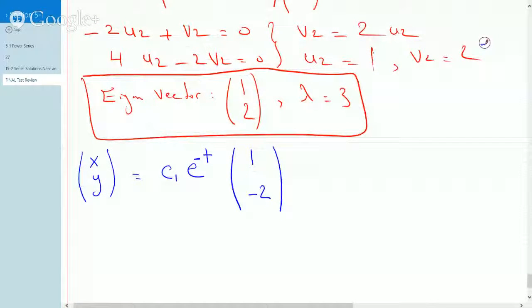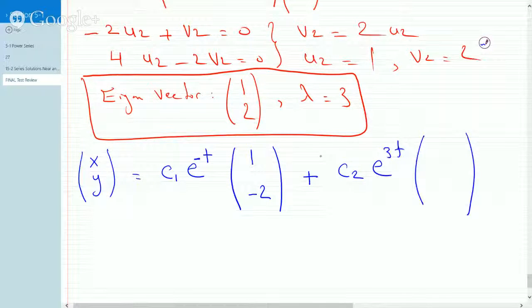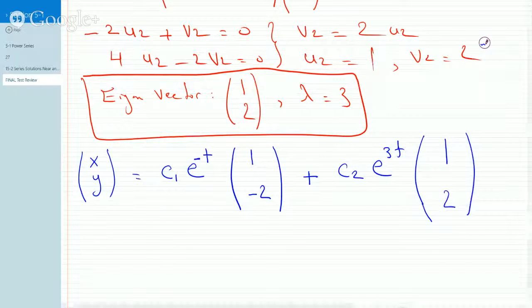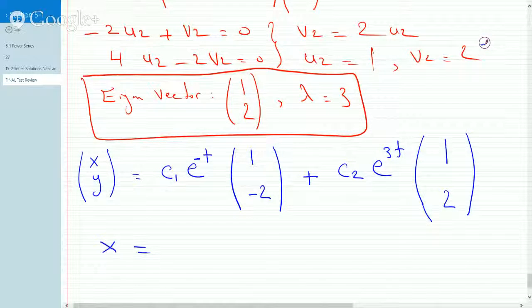Plus, now the second, C2e. Again, 3 is the exponent of the exponential, so this is e to the 3t multiplied by our second eigenvector, which is 1, 2. Now you may wonder, how come there's 2? Because there's 2 different differential equations, solutions, yeah, there's x and y. The individual solutions for these differential equations go in a matrix format.